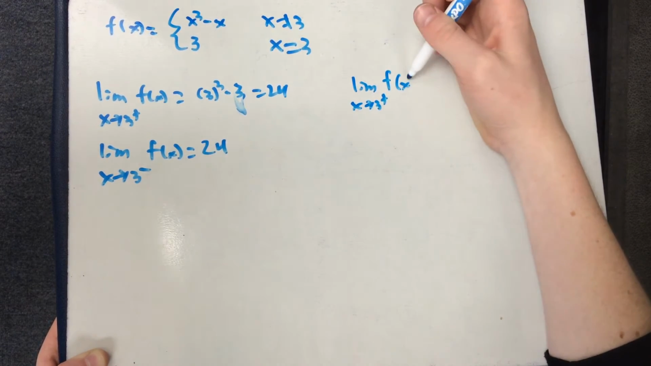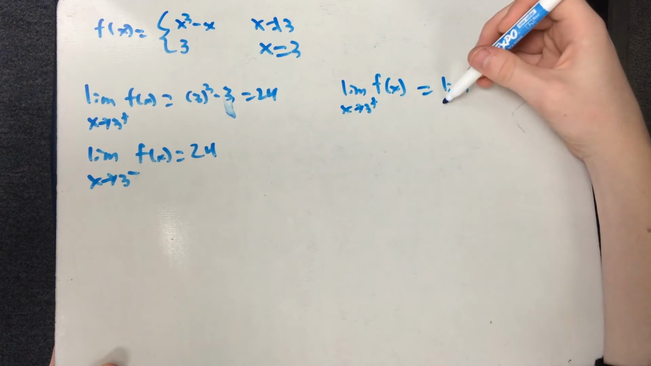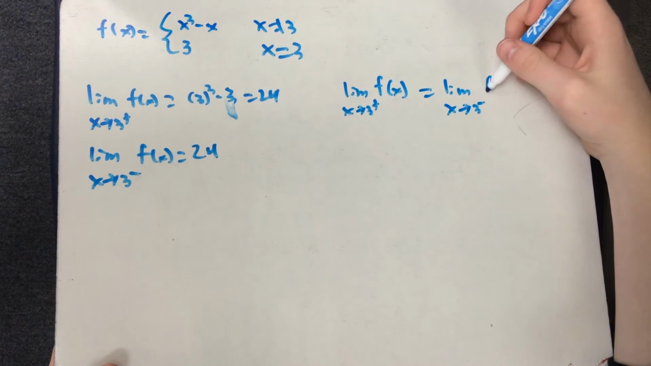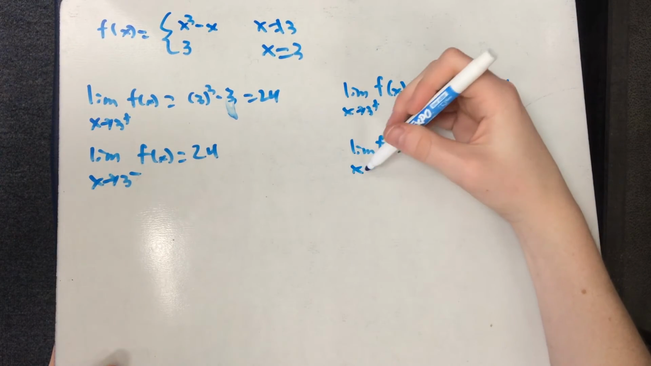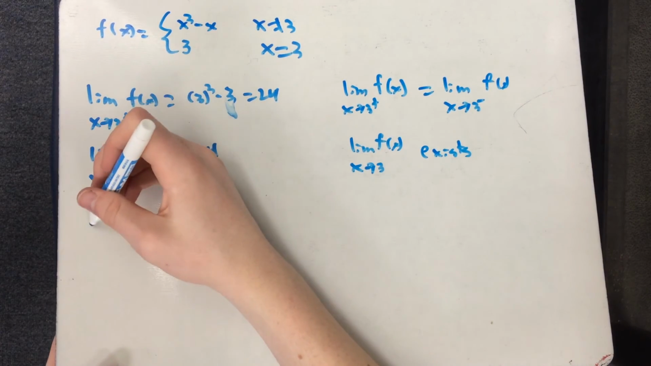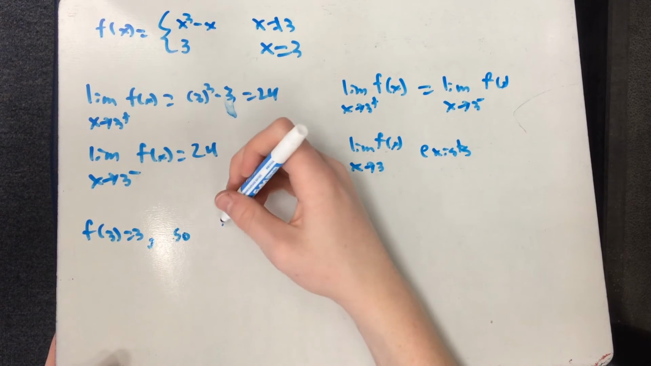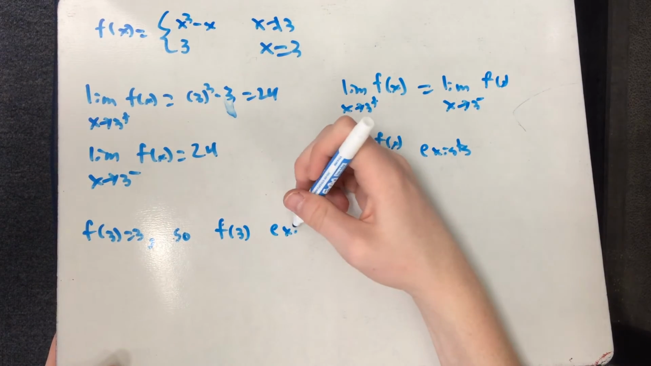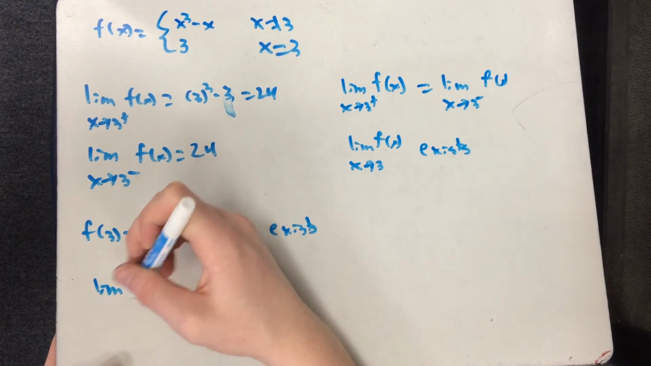The limit as x approaches 3 from the positive side of f of x equals 24, which also equals the limit as x approaches 3 from the negative side of f of x. Therefore, the limit of f of x as x approaches 3 exists. Next, we have to find f of 3. It is given that at x equals 3, f of x would equal 3. Therefore, f of 3 equals 3.